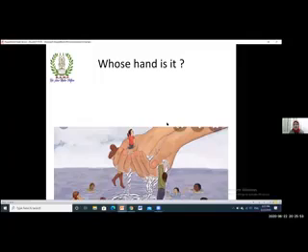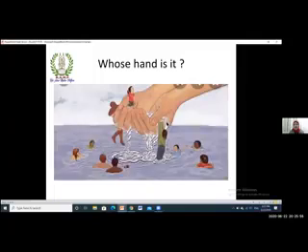Whose hand is it? Here is the hand that supports people or helps people. Who is this person? Whose hand is it? Share your ideas in the chat box, please. Whose hand do you think this is? This hand is for whom?